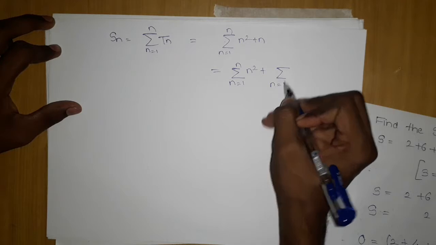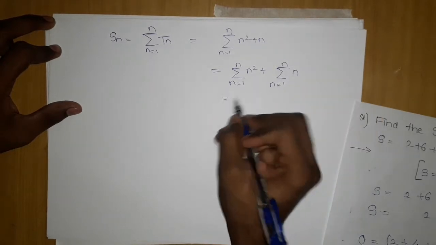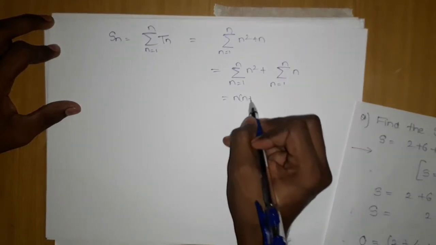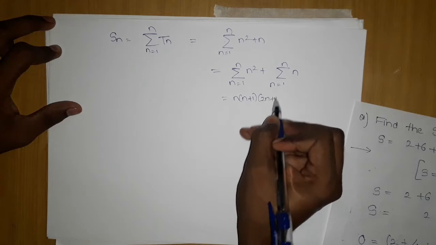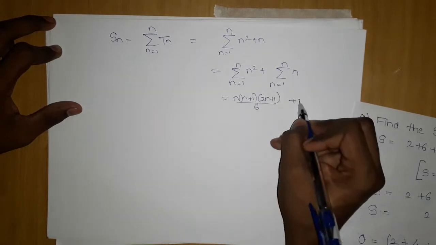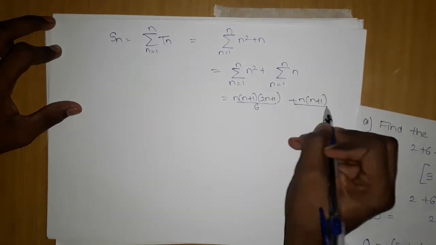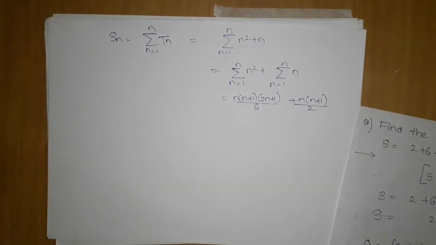Summation of n squared, k = 1 to n, gives n into n plus 1 into 2n plus 1 by 6, and this is nothing but n into n plus 1 by 2. Okay, so this is our answer.